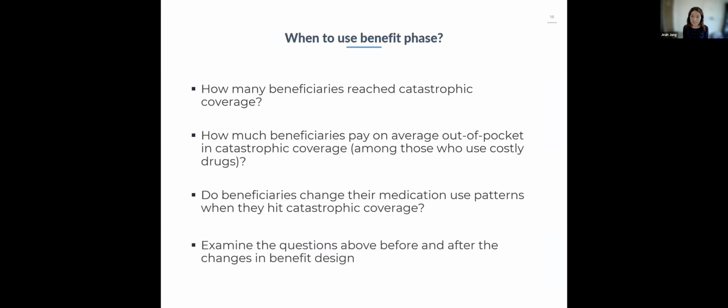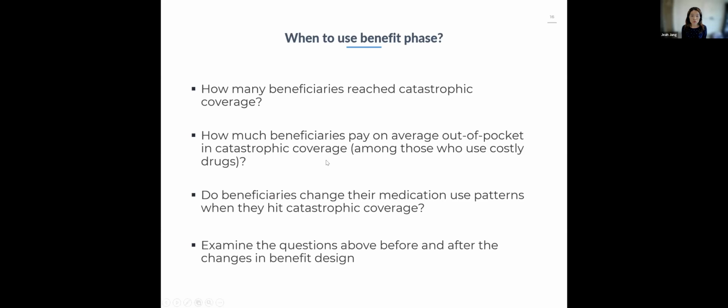So when do we want to use this benefit phase? First, you may be interested in how many beneficiaries reach catastrophic coverage. And you can also ask this question before and after the donut hole closure, right? Once the coverage gap is closed, beneficiaries face much lower cost sharing, so they may actually be taking more medications, right? They don't feel that they are in the coverage gap and they keep taking their medications. We can expect that probably more beneficiaries are hitting catastrophic coverage after this benefit scheme changes.